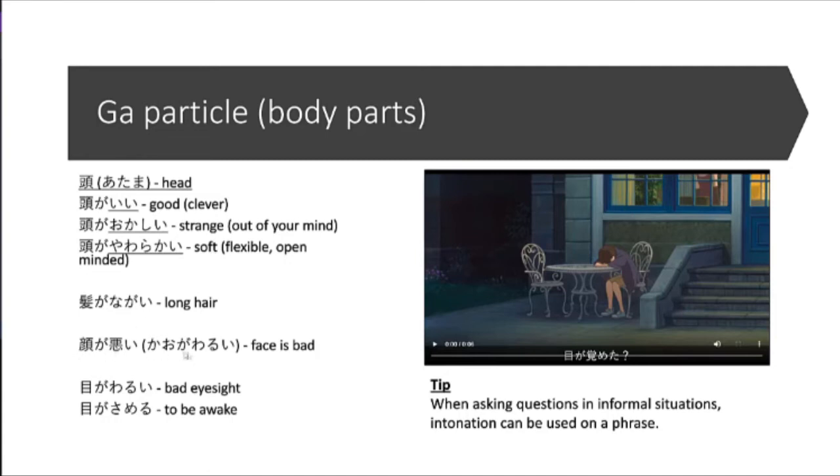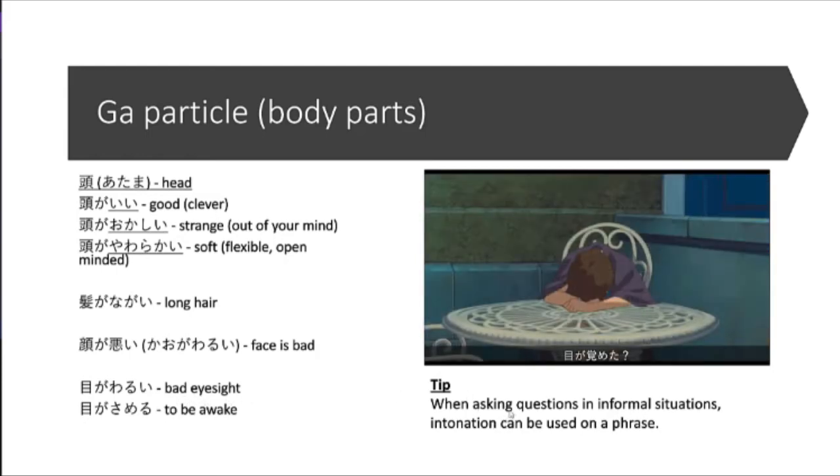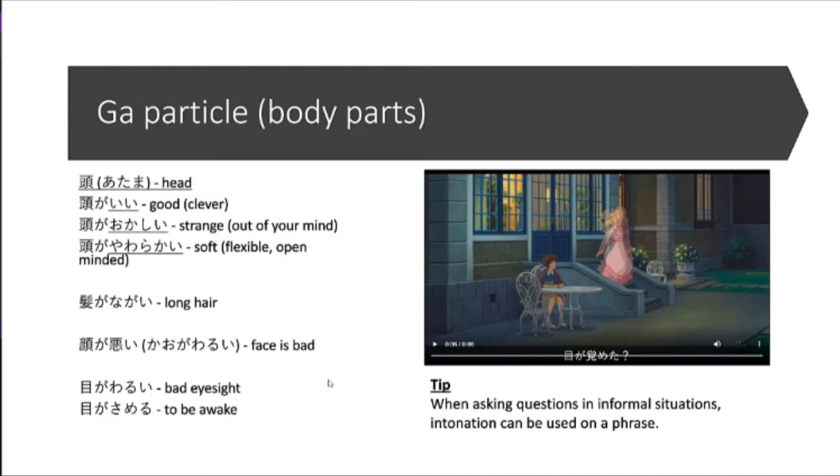Kao ga warui. So kao ga warui, face is bad. Me ga warui, bad eyesight, or me in this case, actually. Me ga sameta, which comes from me ga sameru, which means to be awake.